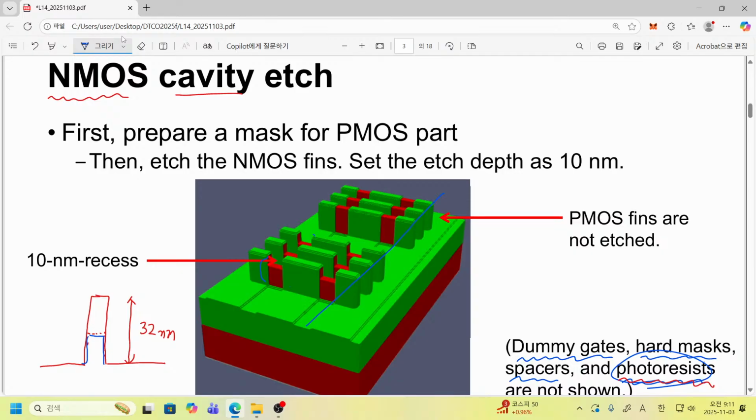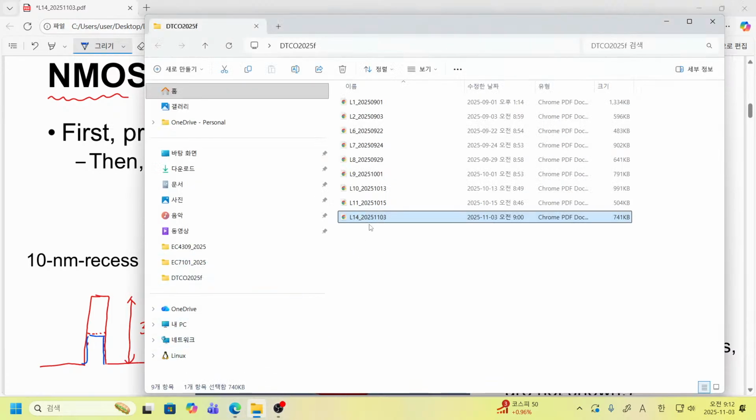Here I just suggest an etch depth of 10 nanometers, but actually I am trying to find out the exact value suitable for this case. Some technologies show that the entire fin itself is completely etched away in some cases. So for example, in our case, we can eliminate the entire 32 nanometers, and sometimes it goes even deeper. That is closely related with our previous example.